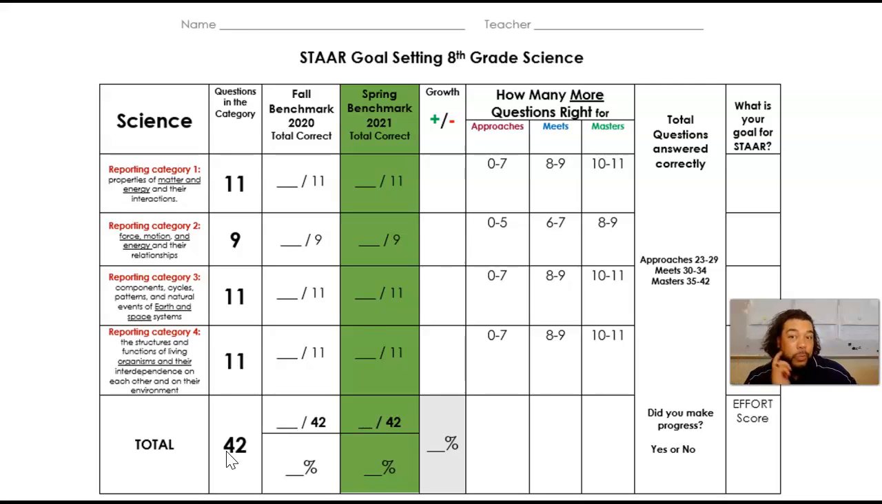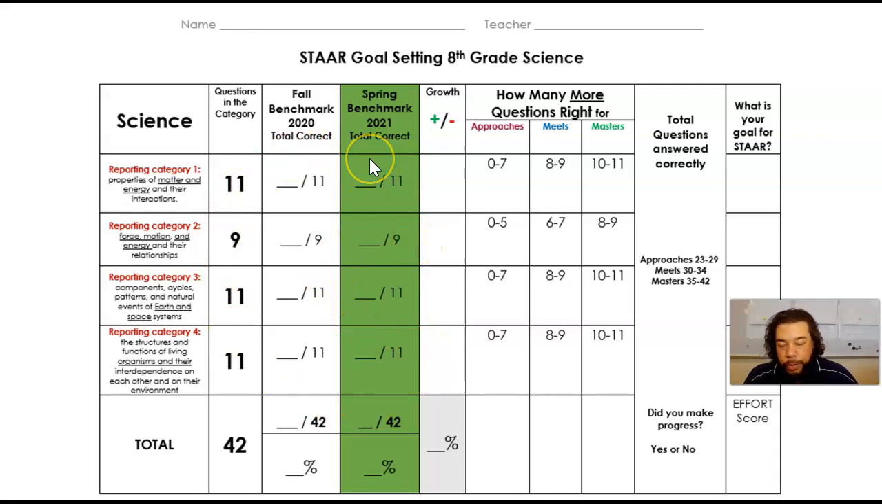What we see here is 2 areas: one for the fall benchmark, which is our pre-test, and one for the spring benchmark, which we just took last 9 weeks, considered our middle of the year test. There are areas to insert how many questions the students got correct for each of these reporting categories. So you can see the fractions being created here: 11, 9, 11, 11, 11, 9, 11, 11.